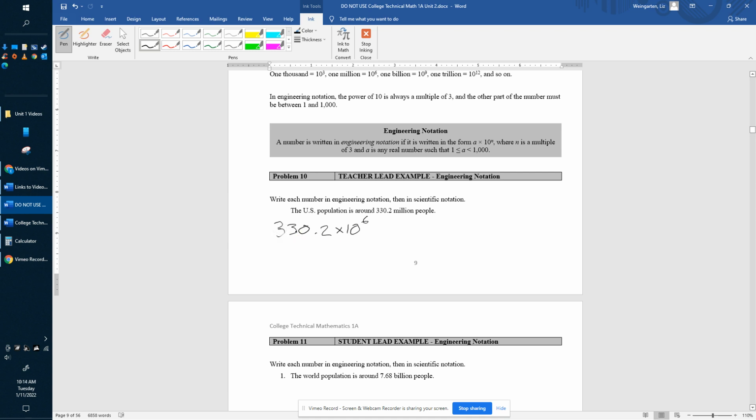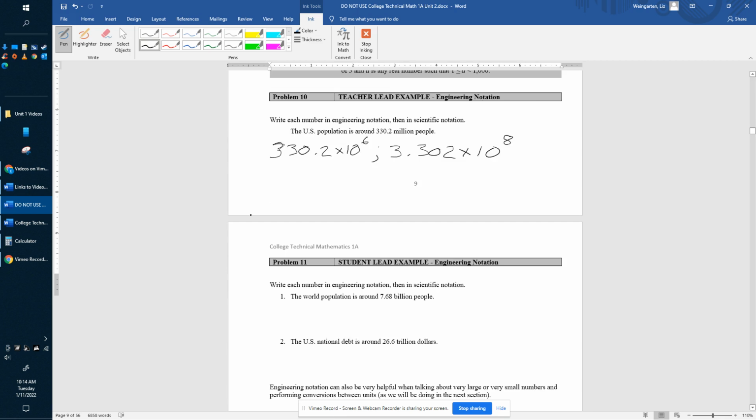How would we change this to scientific notation? How does scientific notation compare? Let's see. So in scientific notation, we can only have a decimal place after the first digit. So this would have to be 3.302 times 10 to the what? We move the decimal place 2 spots to the left, so we have to add 2 to our exponent. So we'll have 10 to the 8th.